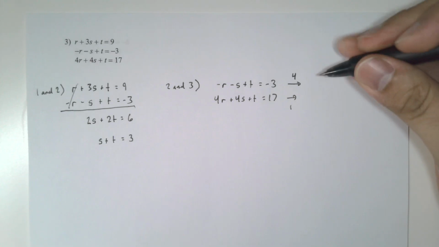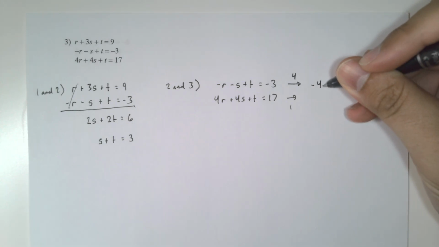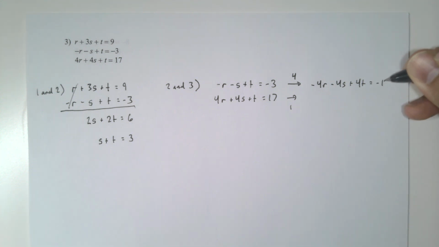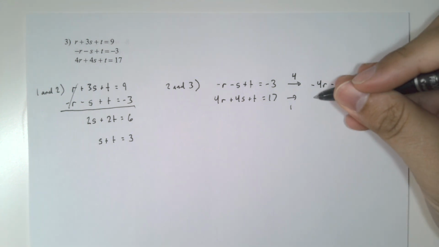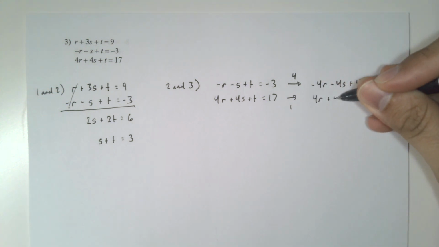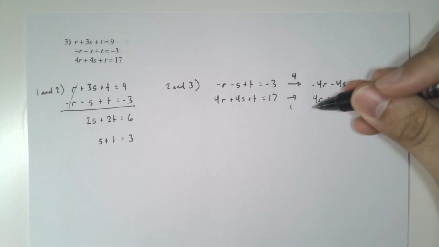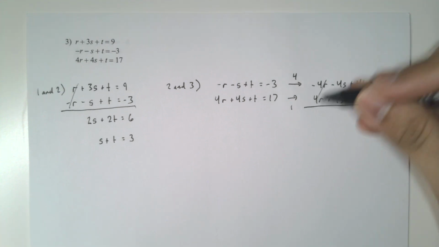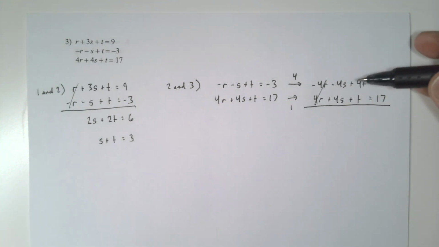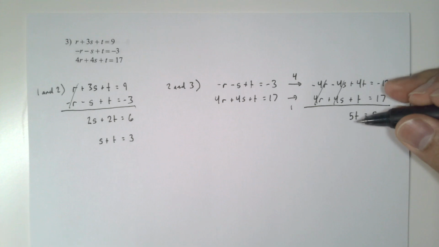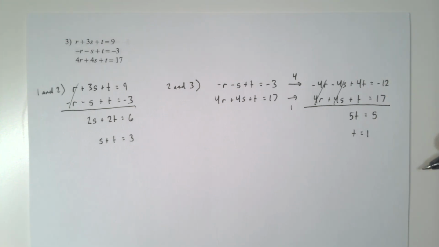We'll keep the bottom one the same, and that's going to give us negative 4r minus 4s plus 4t is equal to negative 12. The bottom one the same. We're going to have 4r plus 4s plus t is equal to 17. And when we add these together, r's cancel, and hey, look, that's kind of nice. S is canceled too. Again, that's not always going to happen, but it does leave us with 5t is equal to 5, which means that t is equal to 1.